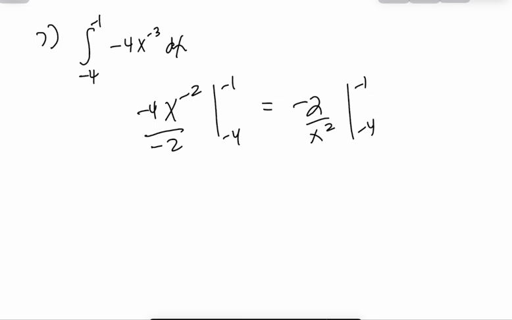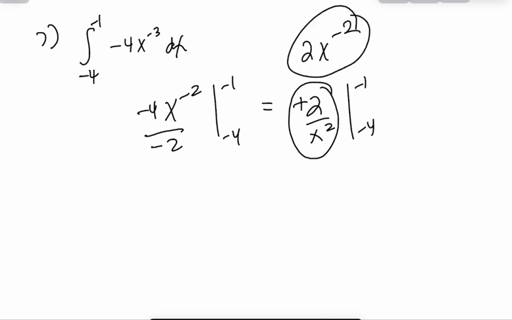If I plug in negative 1, yes? Oh, it should be a positive 2. Yes, it should be. It should be either 2x to the negative 2, or you can rewrite it like that. Both of those are perfectly equivalent. Thank you, it should be a positive. The 2 negatives cancel, and you get a positive.